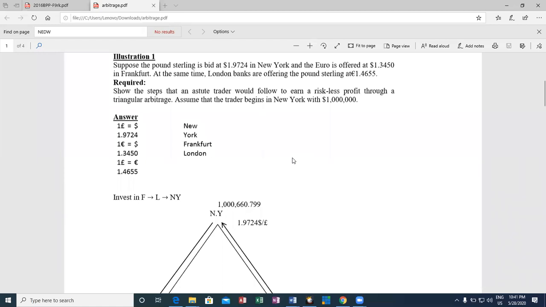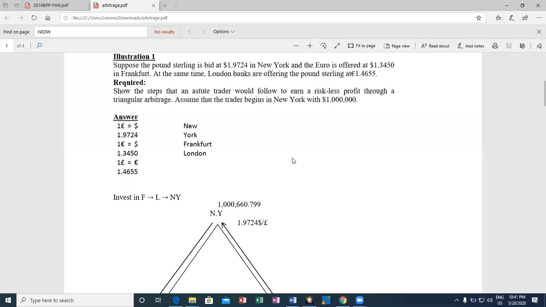An astute trader is a wise person, a person who is able to take advantage of opportunities. He'll go grab the ball and make good use of it. The other people, those are not astute people. An astute person will be able, ladies and gentlemen, to exploit full advantage of these opportunities. So we have three currencies there.